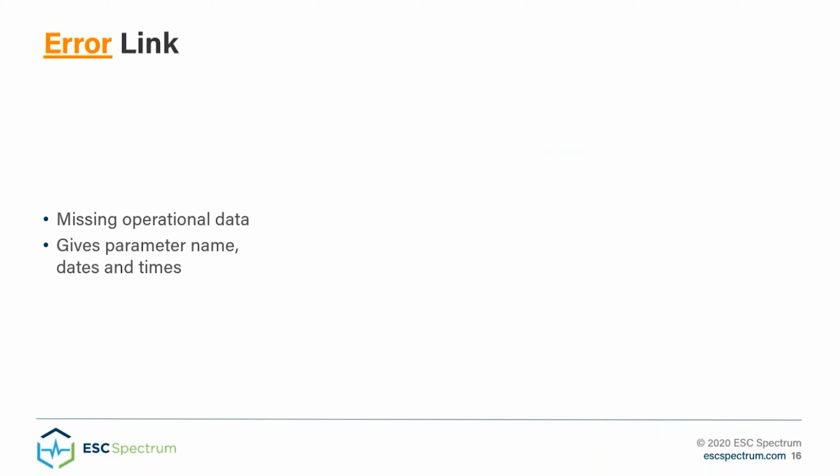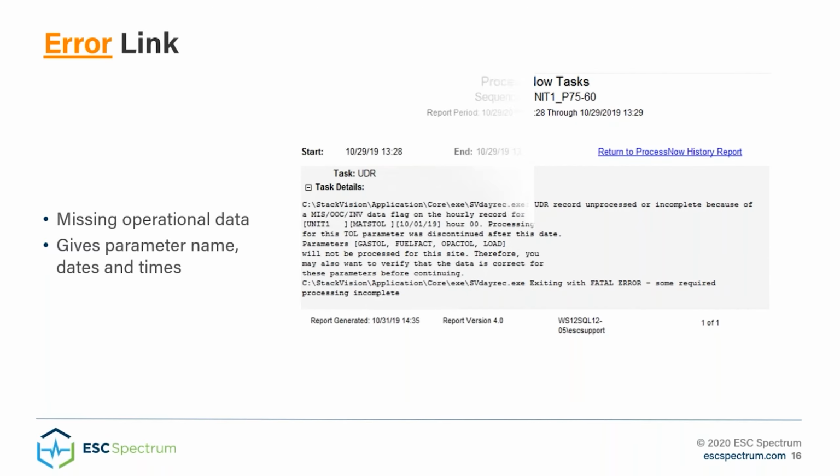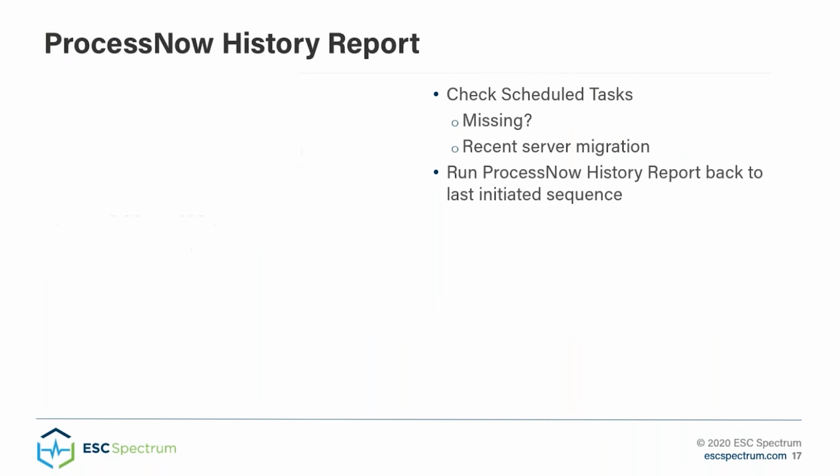Looking at the error link, if you will, that runs the report. So when you click on that, this is an example of what you might see, and this is probably one of the best examples of getting a return with some very useful information. Here, we're actually given parameter names, dates, and times, and it's actually telling us that we've got unprocessed or incomplete data. And so it's actually telling us exactly what the problem is. When we have information like this, using that report, it's very easy to clear up any kind of failures.